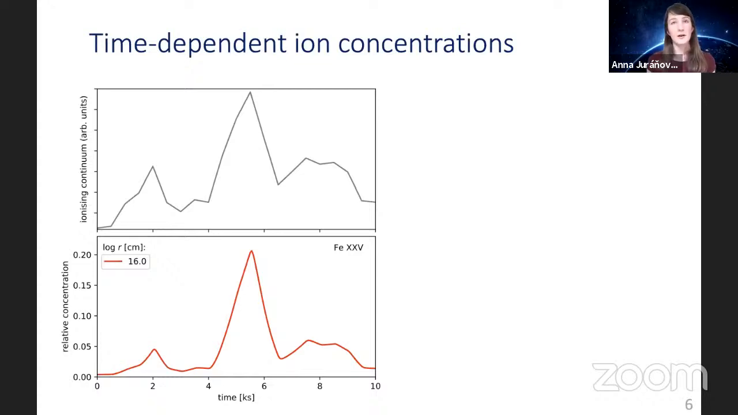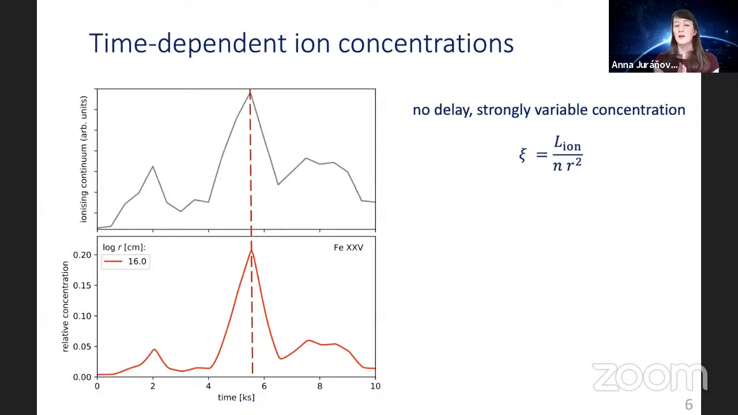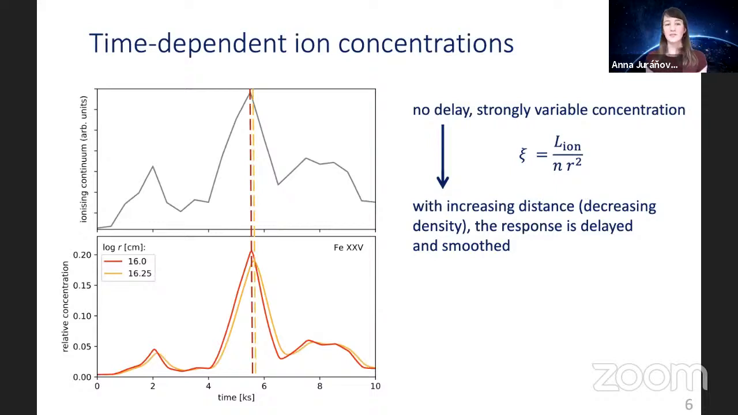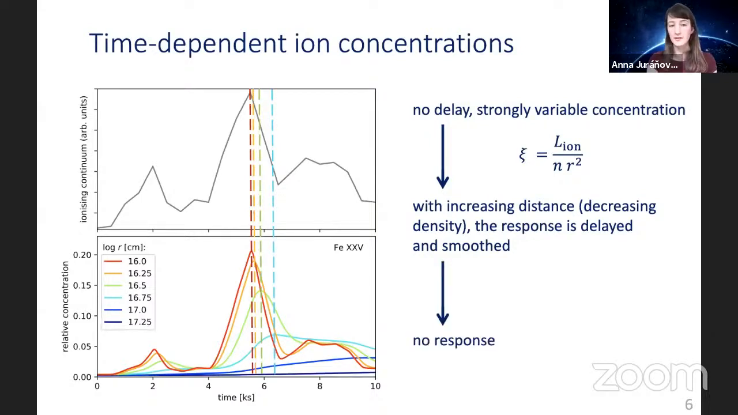Then for nearly equilibrium conditions, you can see that the variations are very strong and also quick enough so that we cannot see or detect any delay. The concentrations are, in this case, set by this relation. Now, if we change the parameters of the outflow, we increase the distance to the ionizing source, or in other words, we decrease the density, which is tied with this relation. We see that the response is delayed and also smoothed. Going even further away, we can see that this delay is increasing and the smoothness does as well, out to a certain point where the concentrations become essentially constant and the overall ionization state is set by the average AGN flux.